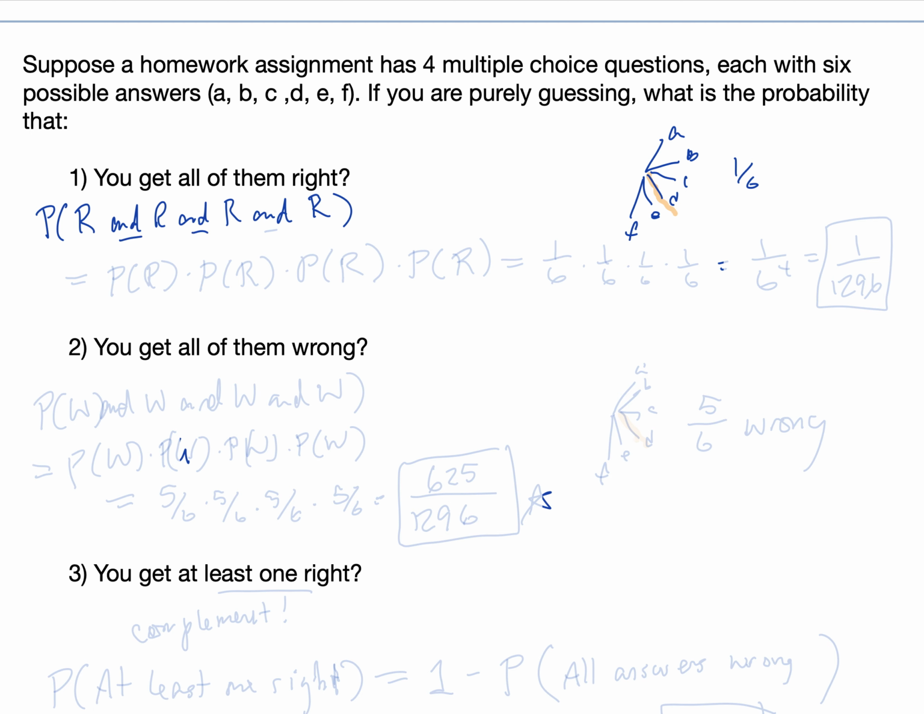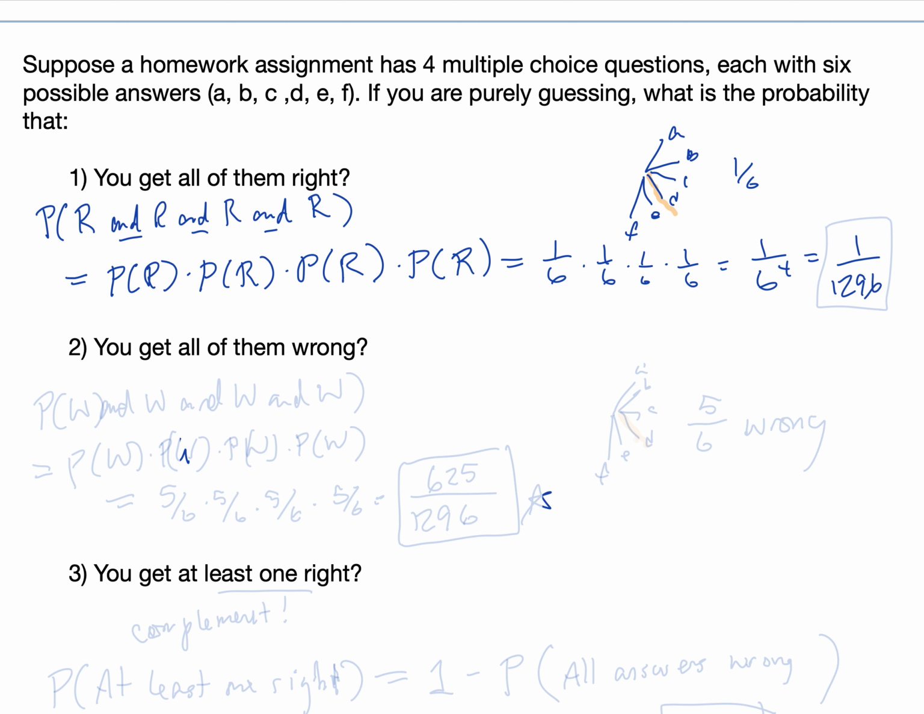So this is the multiplication rule, right? The probability that we get the first one right and the second one right and the third one right and so on. So that's probability of R times probability of R times probability of R times probability of R, because this is an and. I got the first one right and the second one right and the third one right and the fourth one right. We saw that each of these has a probability of 1/6. So this is 1/6 times itself 4 times. So we could write that as 1 over 6 to the 4, or we could write that as 1 over 1296, 6 to the 4th.